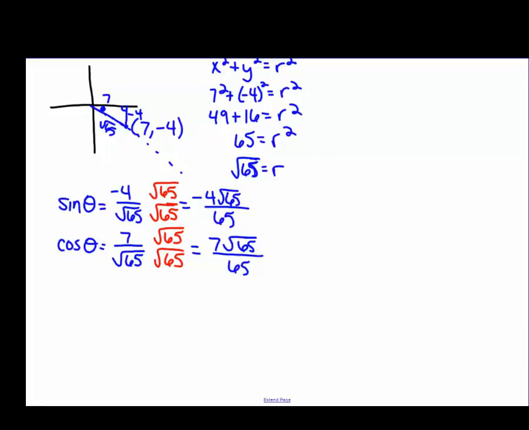All right, and then the final part of this problem is to find the tangent of theta. Now remember that tangent is opposite over adjacent, so the opposite side is -4 and the adjacent side is 7, and so that one doesn't even need to be simplified.